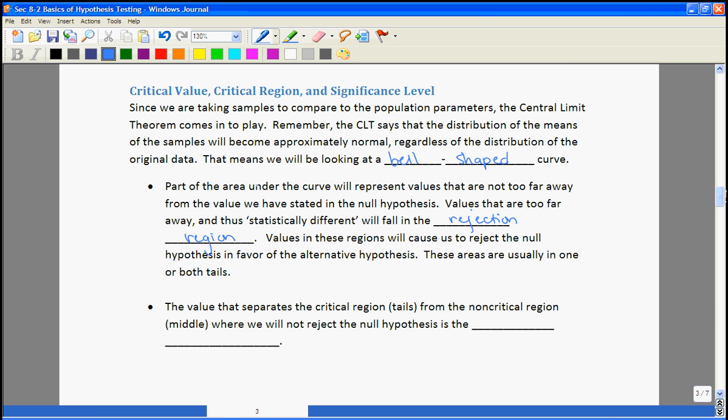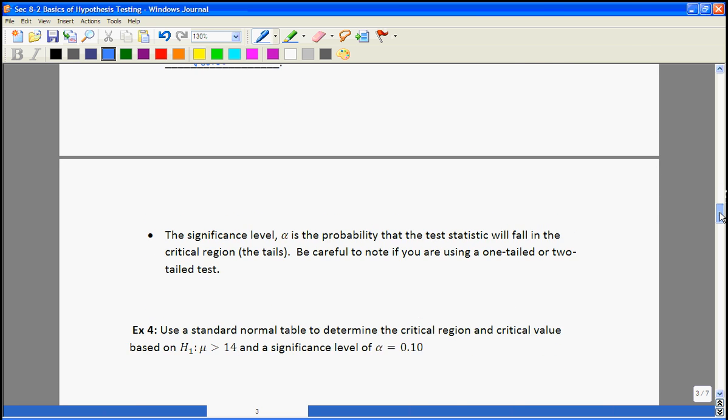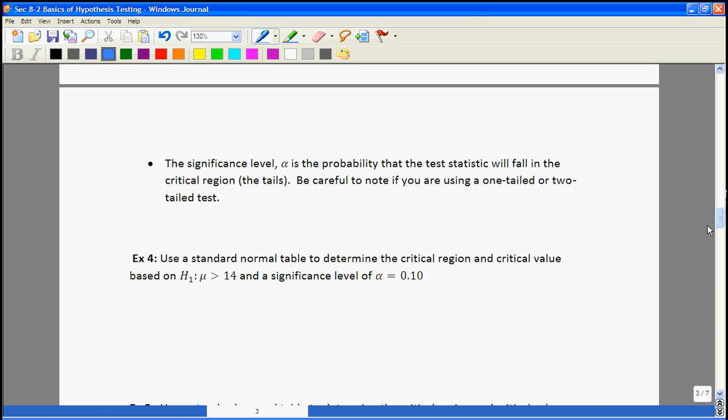And these areas are usually going to be in one or both tails, depending on what type of test you're doing. The value that separates the critical region, the tails, from the non-critical region, the middle part, where we will not reject the null hypothesis, is the critical value. So wherever we draw that line between being too far away and close enough, that value is called the critical value. And then we have the significance level, alpha, which is the probability that the test statistic will fall out in that critical region, that tail.